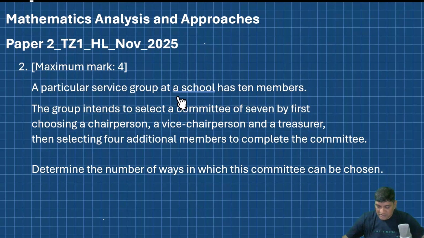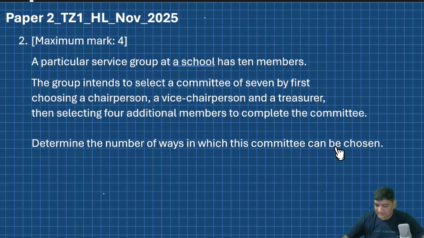The question talks about a group of 10 members, and I need to choose 7 to make a committee. And in that committee, I need to have a chairperson, a vice-chairperson, and a treasurer. And after that, I need to choose 4 additional members to complete the committee. This question can be done in 2 different ways.